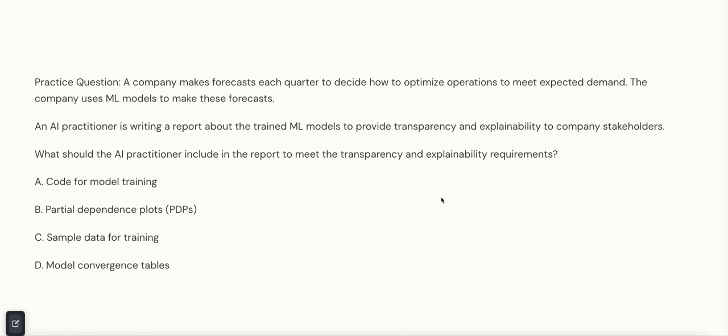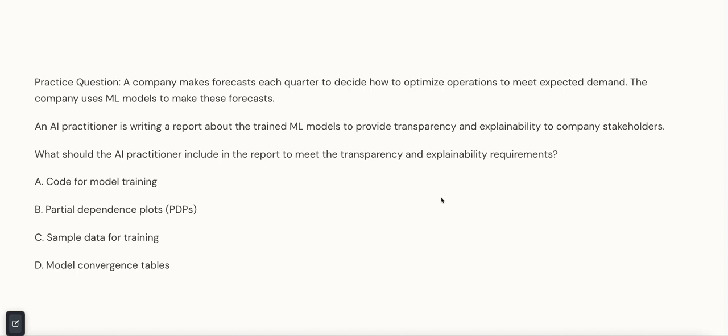The next question: a company makes forecasts each quarter to decide how to optimize operations to meet expected demand. The company uses ML models to make these forecasts. An AI practitioner is writing a report about the trained ML models to provide transparency and explainability to company stakeholders. What should the AI practitioner include in the report to meet the transparency and explainability requirements? A, code for model training. B, partial dependence plots. C, sample data for training. Or D, model convergence tables.